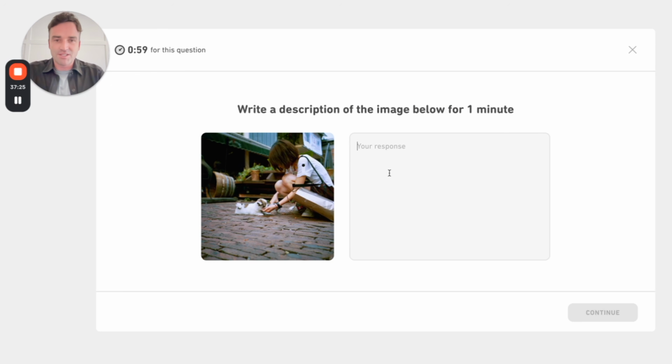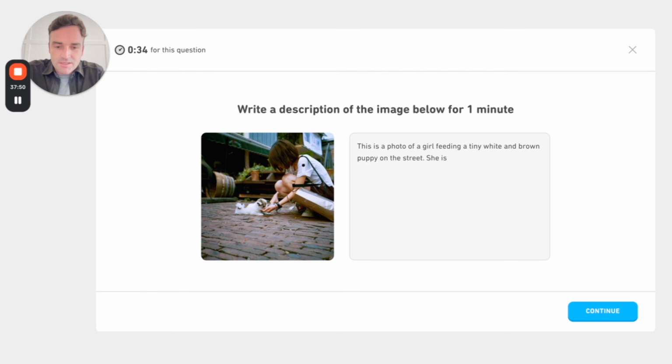The first one is write about a photo where you've got to describe this in 1 minute. So you better hurry up. This is a photo of a girl feeding a tiny white and brown. Is that a puppy or a cat? It's a puppy, isn't it? Puppy on the street. What's she up to?